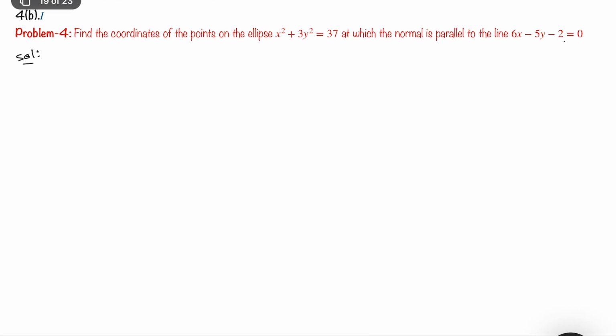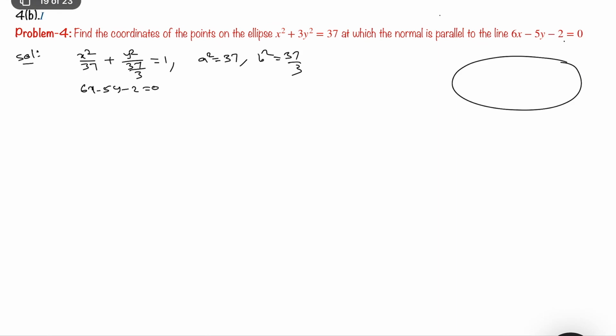First of all, let me write down the given ellipse equation in standard form. It will be x square by 37 plus y square by 37 by 3 equal to 1. Here a square will be 37, b square will be 37 by 3. Fine? Okay. And the given line equation is 6x minus 5y minus 2 equal to 0. Now, let us say this is the given ellipse and this is the given line.